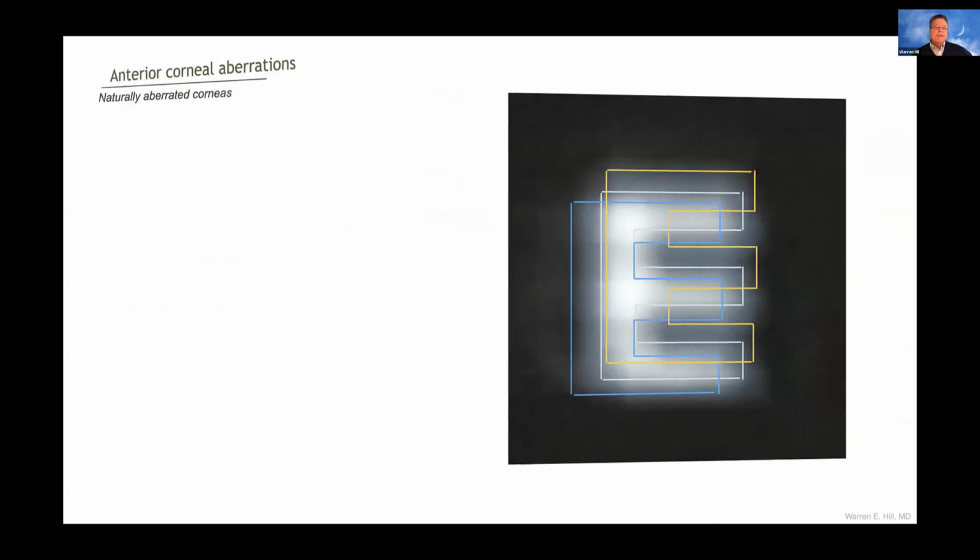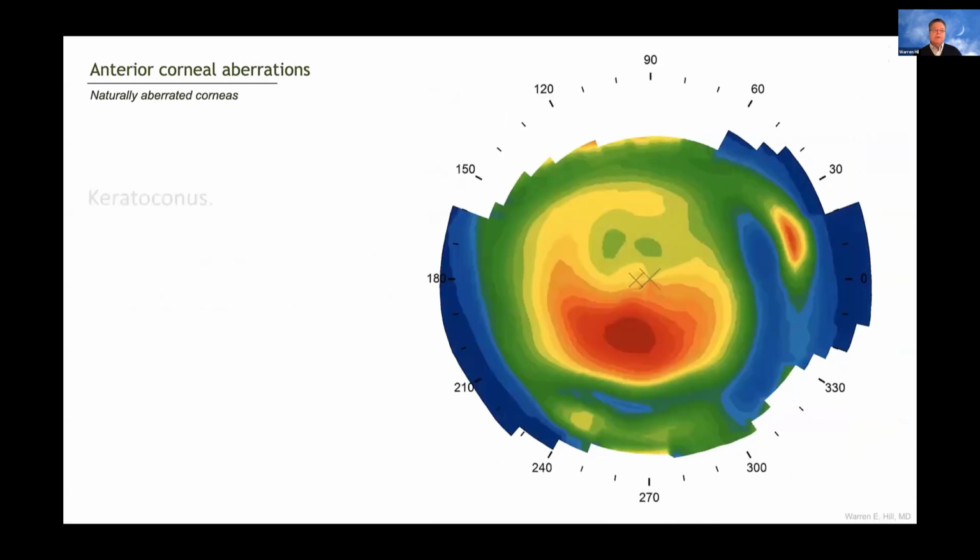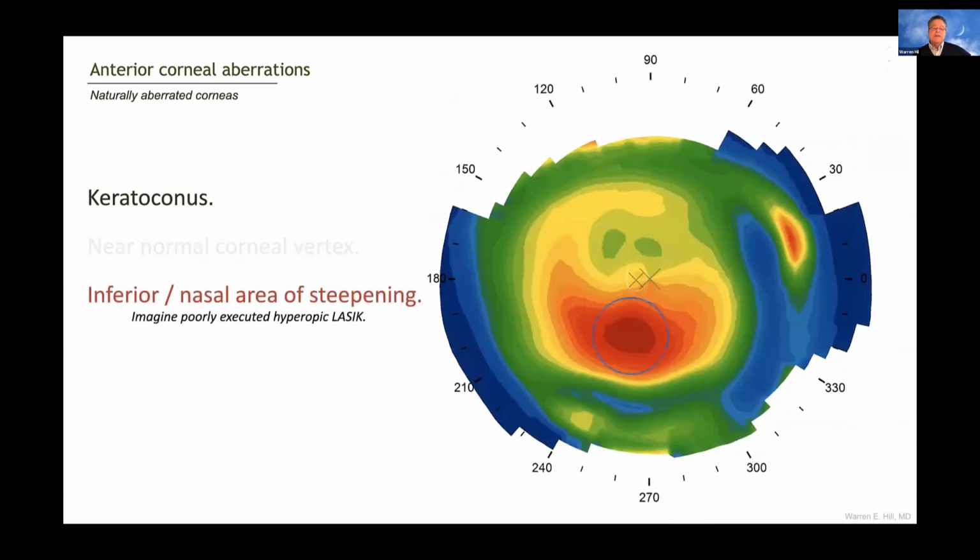Okay, and then here's our keratoconus patient that we began with. We have a near normal corneal vertex. We have inferior nasal steepening. And you could think of this like hyperopic LASIK gone wild, just steep down there and then also decentered. And we have variable power.